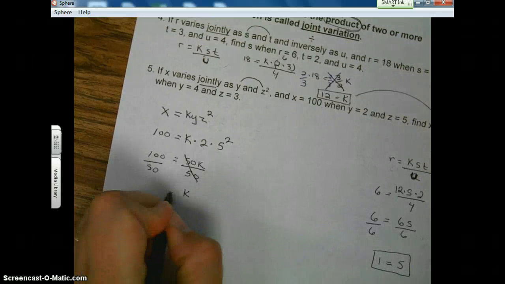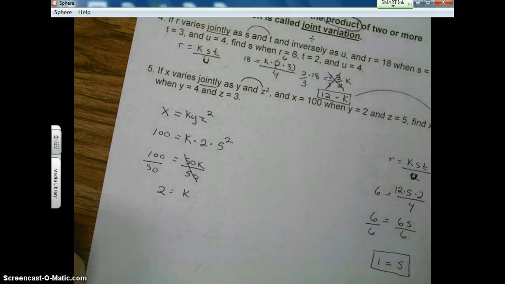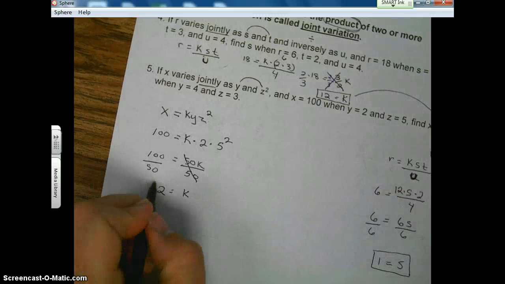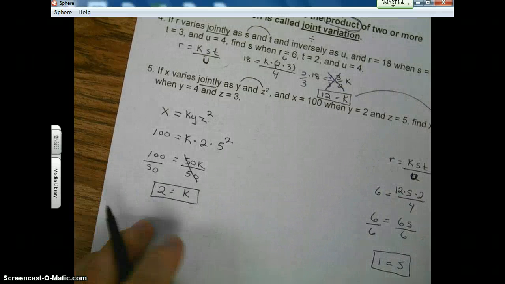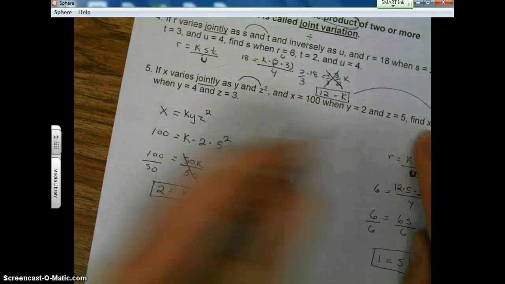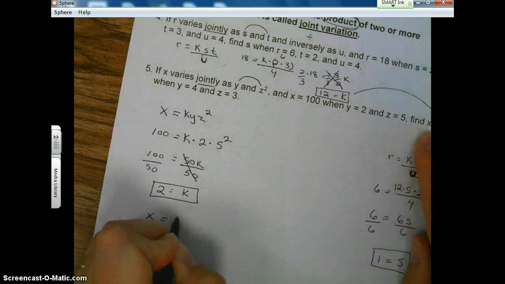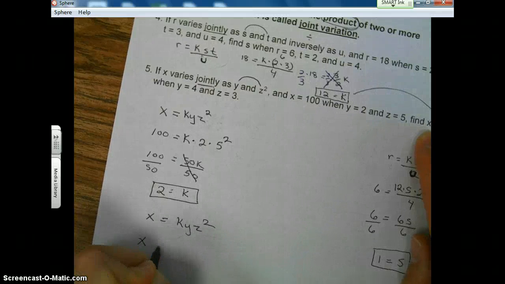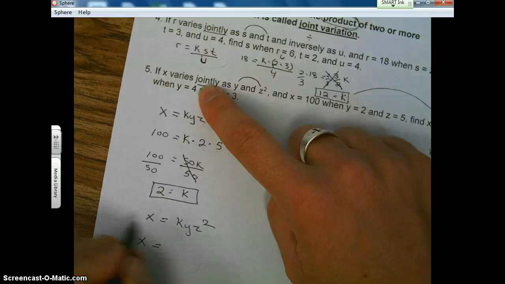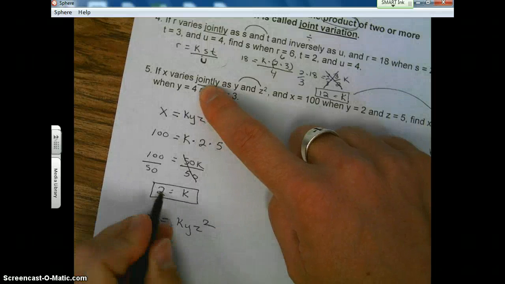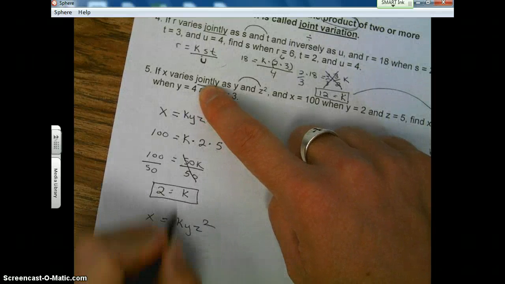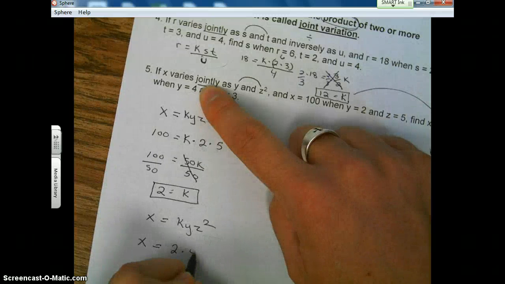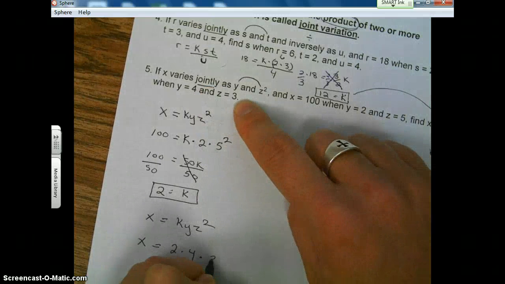K equals 2. All right, that's our constant of variation. Now we can solve the problem. It says find x. So let's write the equation down again. When y is 4, we know that k is 2. We know that y is 4. We know that z is 3.